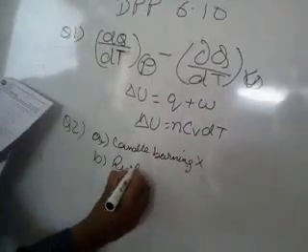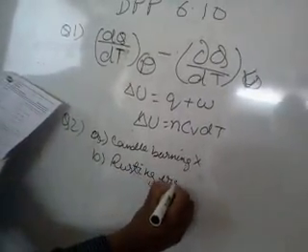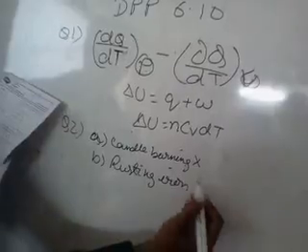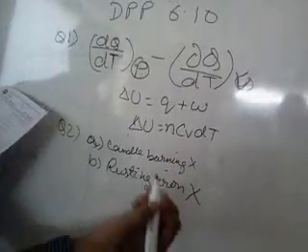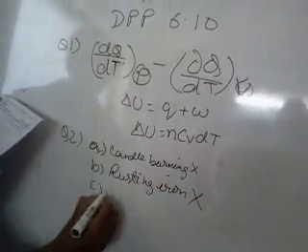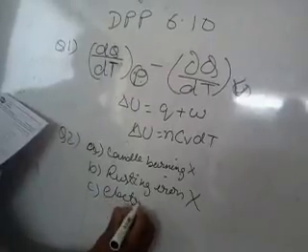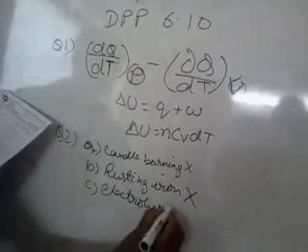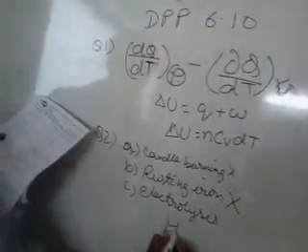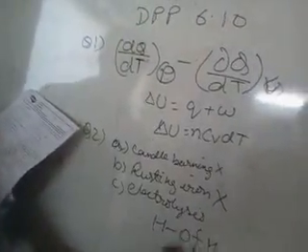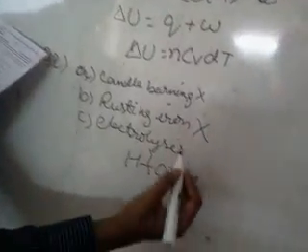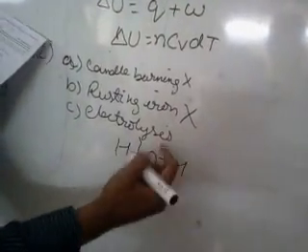Rusting of iron, it is a well-known exothermic process. So energy is liberated in rusting of iron. Energy can't be absorbed. As far as electrolysis of water is concerned, in order to electrolyze water, I will need to break the bonds of water. For that, I will be needing energy. So electrolysis of water will be an endothermic process, and this is our desired answer.